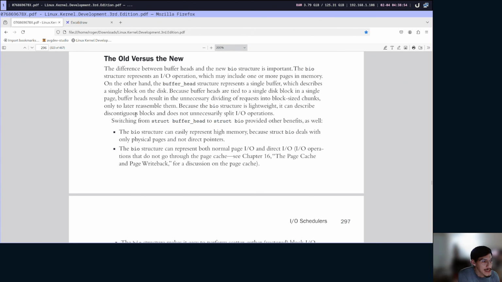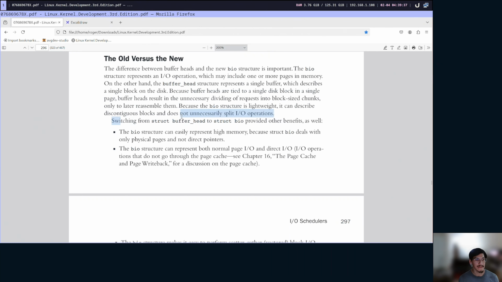The old versus the new. The difference between buffer heads and the new bio structure is important. The bio structure represents an I/O operation, which may include one or more pages in memory. So in-flight I/O, that's what the bio structure is. On the other hand, the buffer head structure represents a single buffer, which describes a single block on the disk. So it's more static, not in-flight. Because buffer heads are tied to a single disk block in a single page, the buffer heads result in unnecessary dividing of requests into block-sized chunks, only to later reassemble them. Because the bio structure is lightweight, it can describe discontinuous blocks and does not unnecessarily split I/O operations.